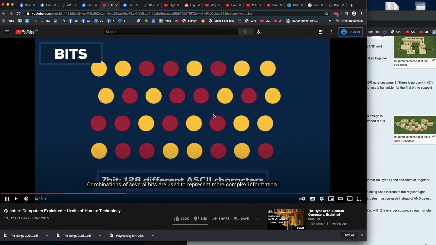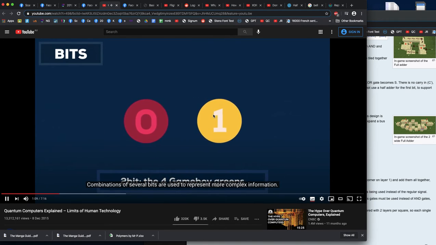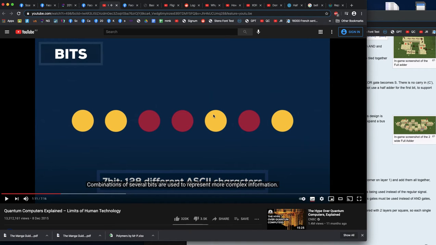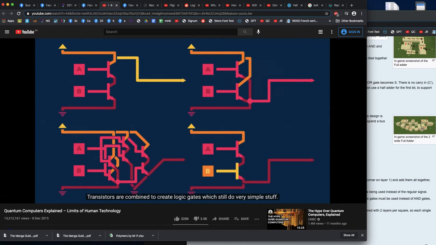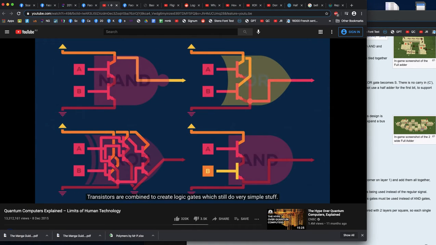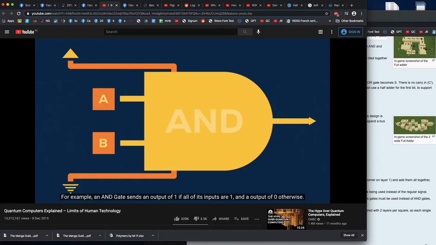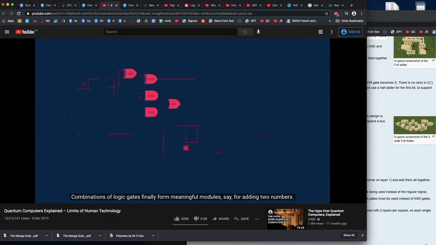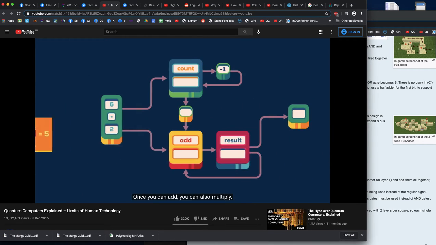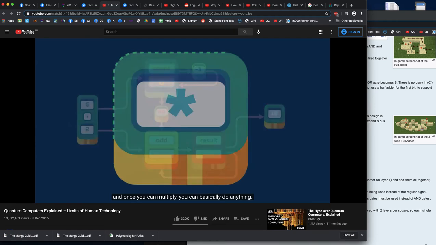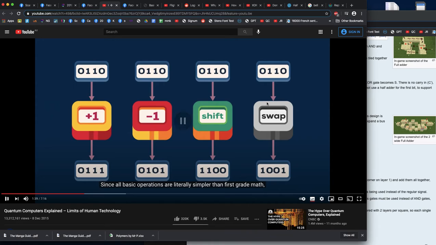are used to represent more complex information. So 8 bits can represent the ASCII characters, Several bits are used to represent which are used in computers. more complex information. Transistors are combined to create logic gates, which still do very simple stuff. For example, an AND gate sends an output of 1 if all of its inputs are 1, and an output of 0 otherwise. Combinations of logic gates finally form meaningful modules, say for adding 2 numbers. Once you can add, you can also multiply, and once you can multiply, you can basically do anything. Since all basic operations are literally simple.